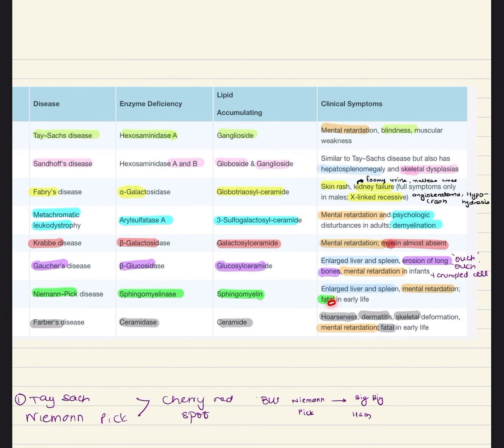It is a fatal condition. They'll say fatal, dead early in life. They also have mental retardation and hepatosplenomegaly. One thing that you should remember is that Tay-Sachs and Niemann-Pick both have a cherry red spot. That will also be a clincher. So only two things should come to mind: one is Tay-Sachs, one is Niemann-Pick.